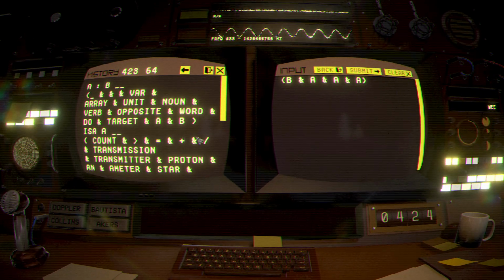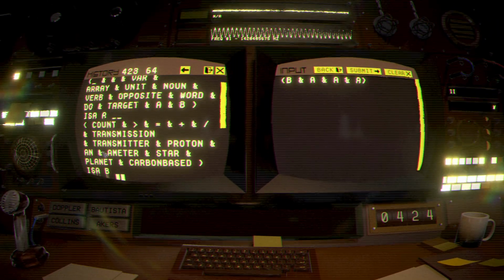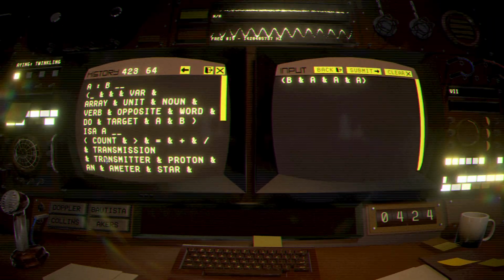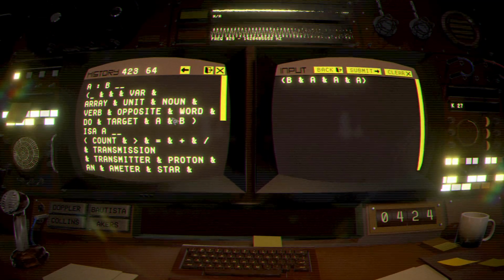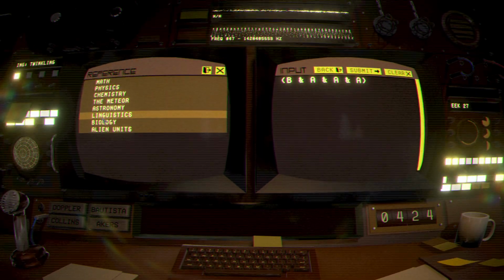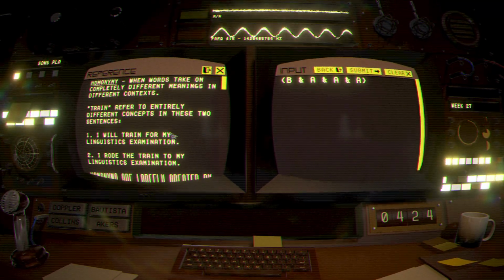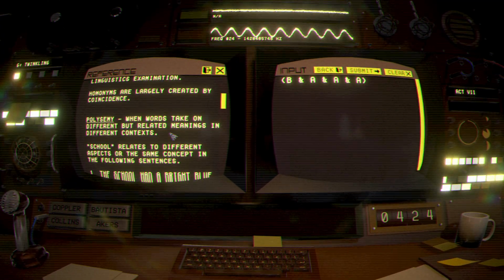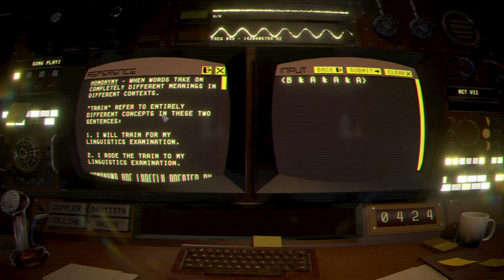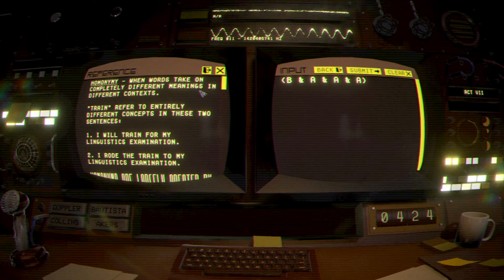Count, greater than, equal to, plus, divide, transmission, transmitter, proton, atomic number, alien, meter, star, planet, carbon based. Target A B, word, verb, opposite. Trying to understand. Reference linguistics. On different but related meanings. On different meanings in different contexts. I think that's it.